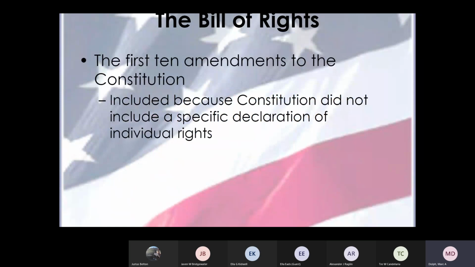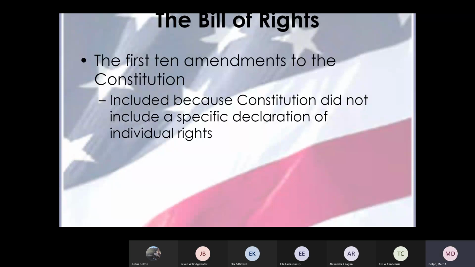So now we have the Bill of Rights. And again, I think we'll end up ending early because this is the last section that we got to get through, these 10 amendments. We got a little bit to talk about, but I think that we'll get through these relatively quickly.